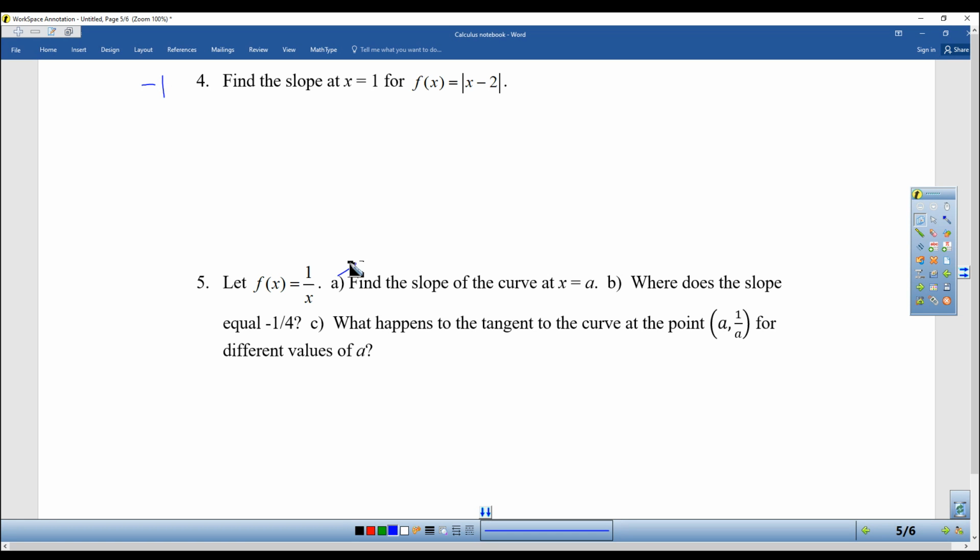The answer for part A is -1 over a squared. For part B is x is equal to 2. And for part C, the tangent gets closer to 0 as A approaches infinity.